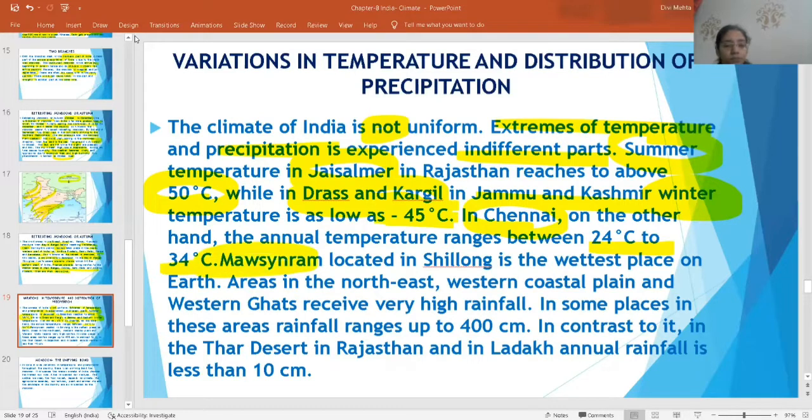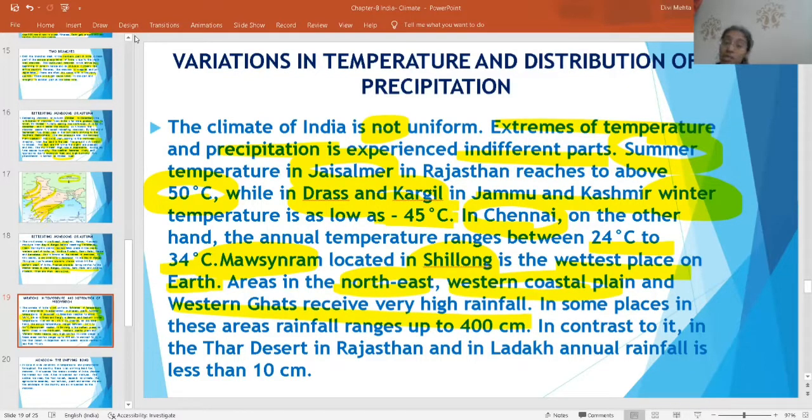Mawsynram, located near Shillong, the capital of Meghalaya, is the wettest place on earth. I told you, it receives the highest rainfall on earth. Areas in the northeast, western coastal plains, and Western Ghats receive very high rainfall.